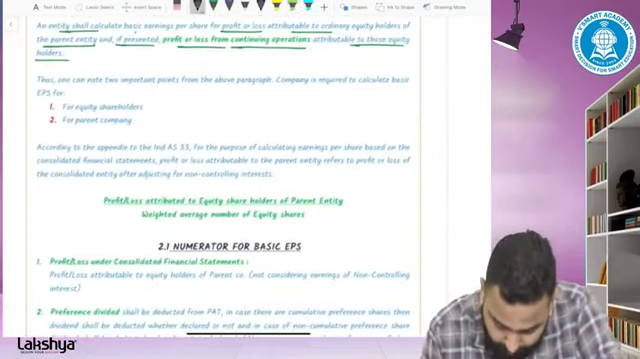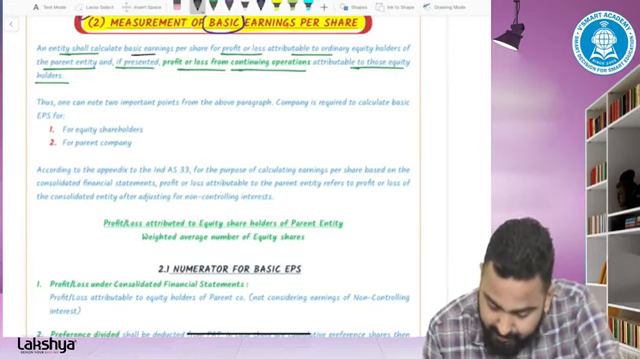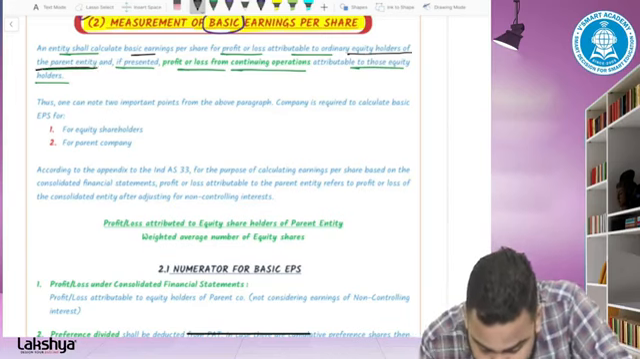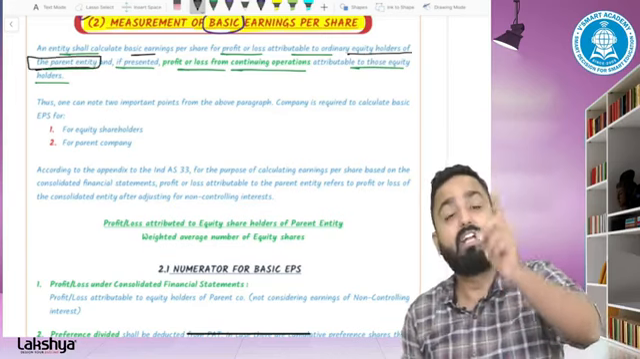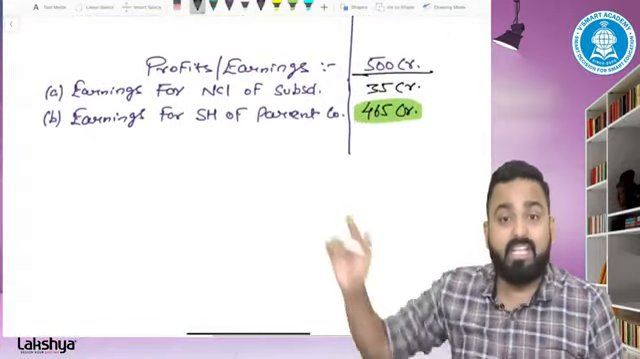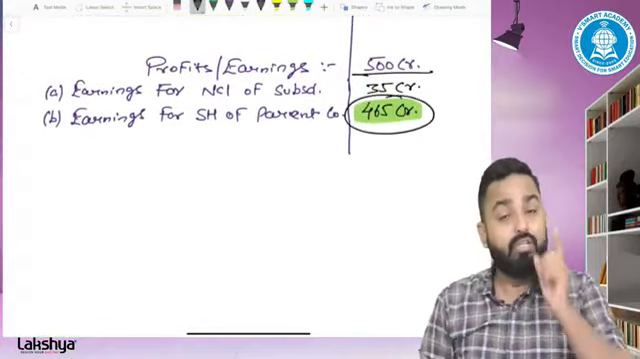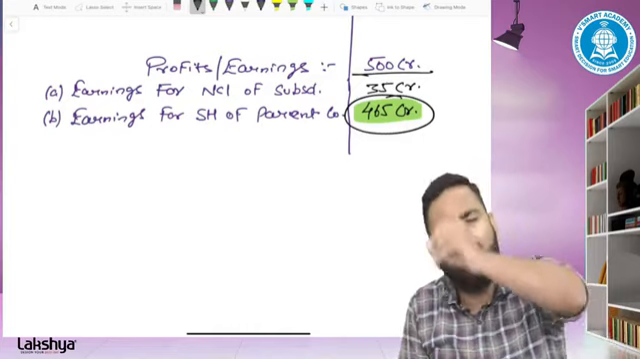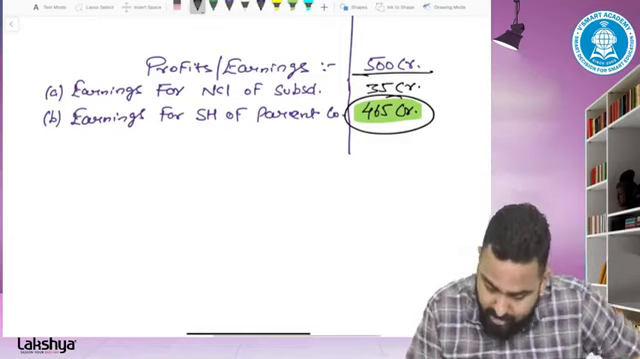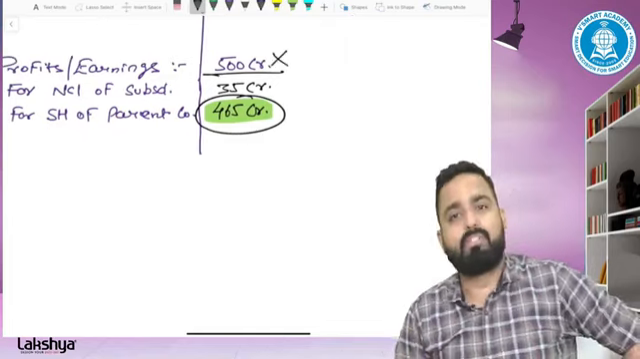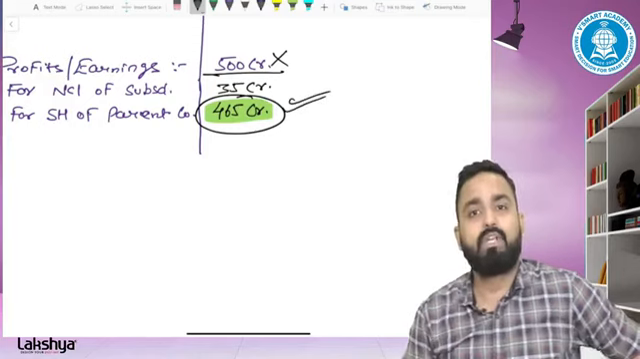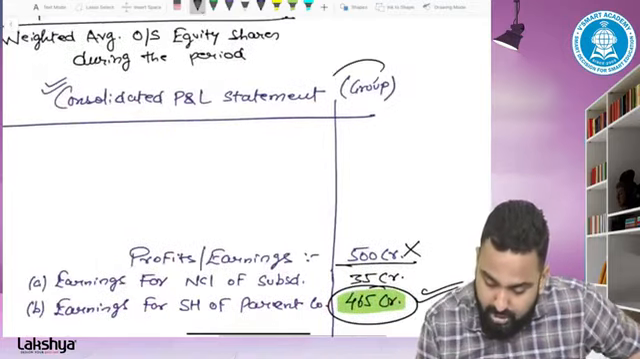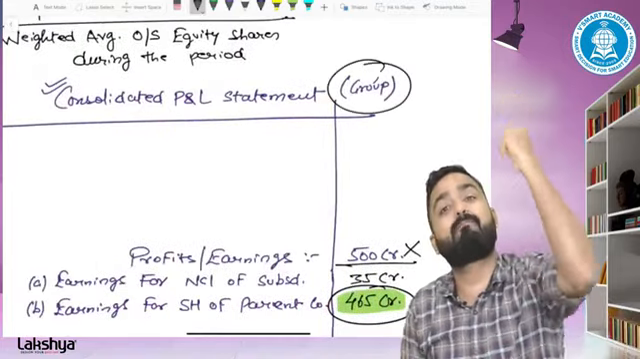So, the entity shall calculate basic earnings per share from the profit or loss attributable to ordinary equity shareholders of the parent entity. The profit must belong to the equity shareholders of the parent entity only. So when you calculate the basic EPS under consolidated financial statements, you don't need to take the 500 crore rupees. You need to take 465 only, because you are calculating earnings per share for your group shareholders, and shareholders of the group means shareholders of the parent entity.